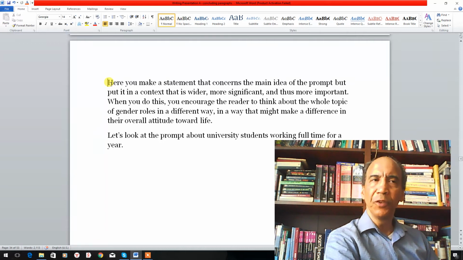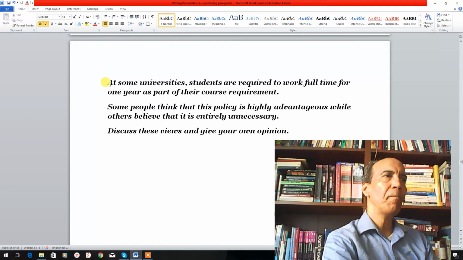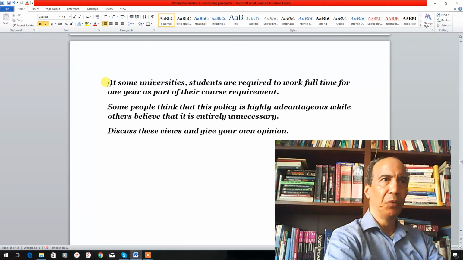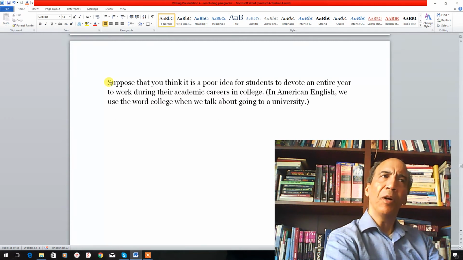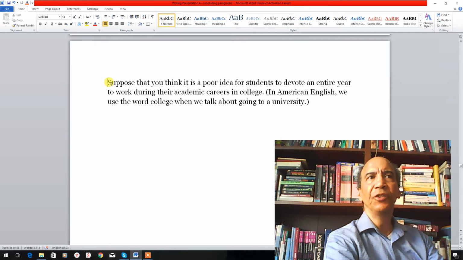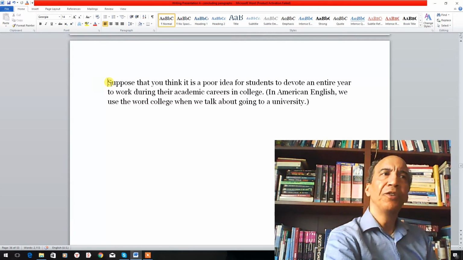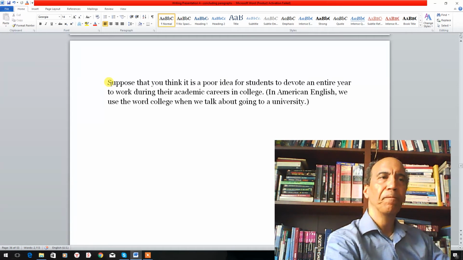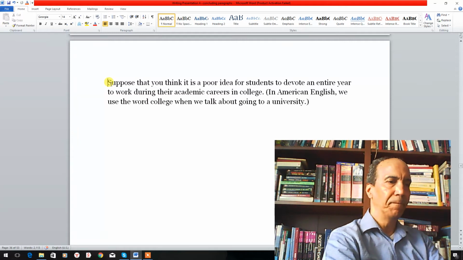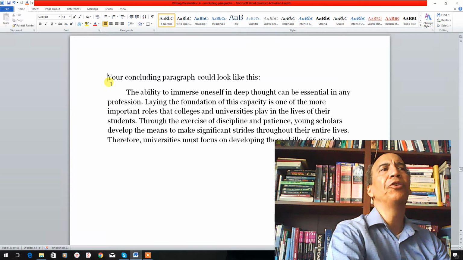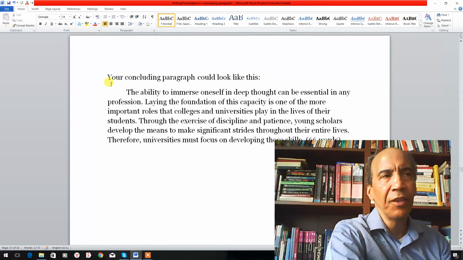Now let's look at the prompt about university students working full-time for a year. At some universities, students are required to work full-time for 1 year as part of their course requirement. Some people think that this policy is highly advantageous, while others believe that it is entirely unnecessary. Discuss these views and give your own opinion. Suppose that you think that it is a poor idea for students to devote an entire year to work during their academic careers in college. By the way, in American English, we use the word college when we talk about going to a university. So in our concluding paragraph, we might want to write something like this.